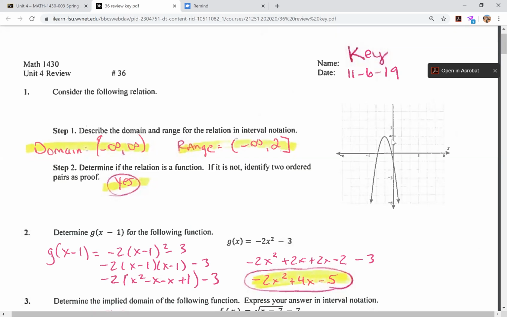Now, step 2 wants to know, is this relation a function, yes or no? And so we have to put it through the vertical line test. And so I can draw a vertical line anywhere on this graph, and it's only going to cross through the picture of the graph 1 time. And so, yes, this is a function. Done.